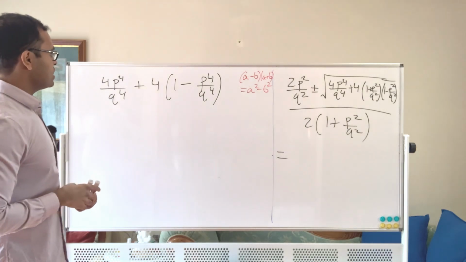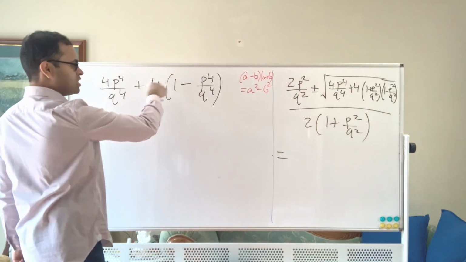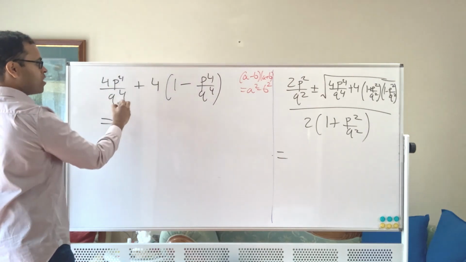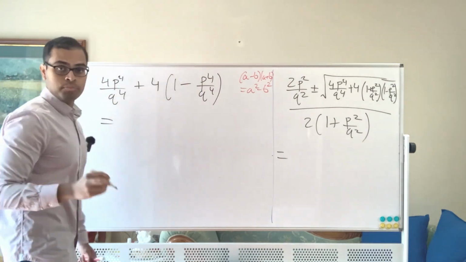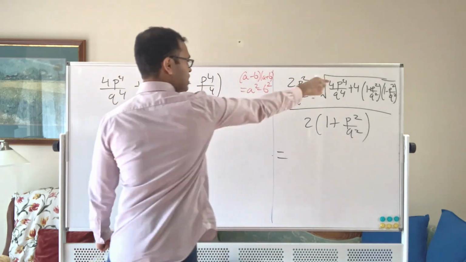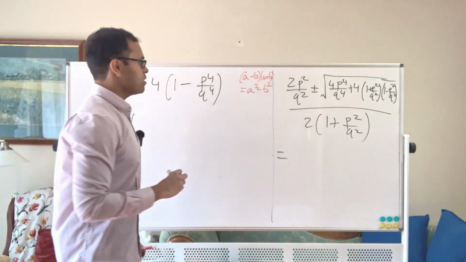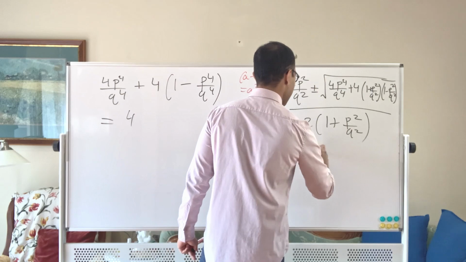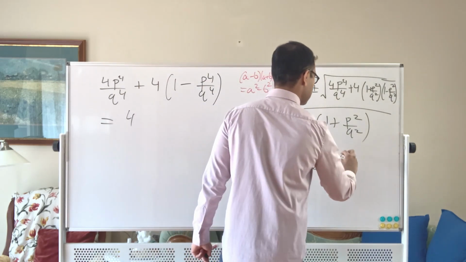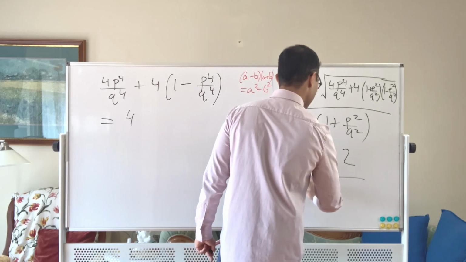So now we can write this out. We can subtract off, see something cancels, so you just get a 4 here. So you just get 4p power 4 times q to the 4 plus 4 minus 4p power 4 by q to the 4. So that's just going to equal 4. Therefore, the thing inside the square root is pretty nice. We're just going to get 2p squared over q squared plus or minus the square root of 4, which is just 2, divided by 2 times.